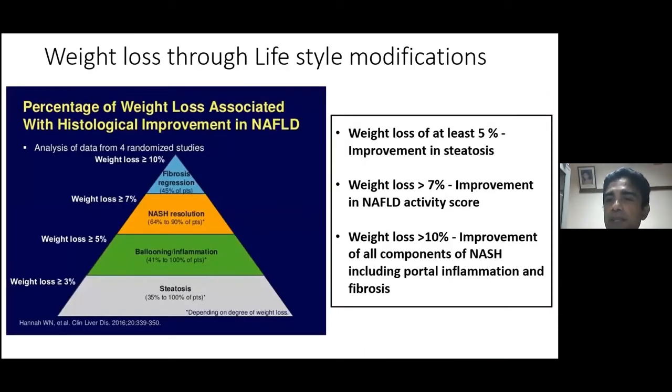So weight loss of more than 5% improves steatosis. Weight loss of more than 7% improves NAFLD activity score. And weight loss of more than 10% improves all components of non-alcoholic steatohepatitis, including portal inflammation and fibrosis. So our target should be to advise our patient to lose more than 10% of their baseline body weight with diet and exercise and lifestyle modification.